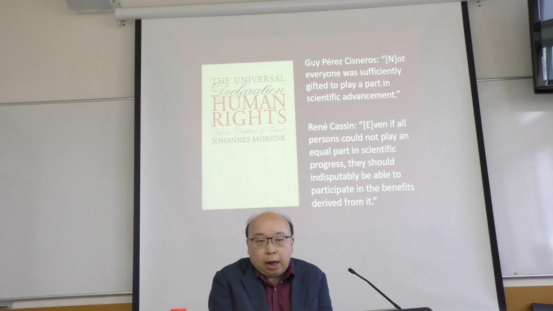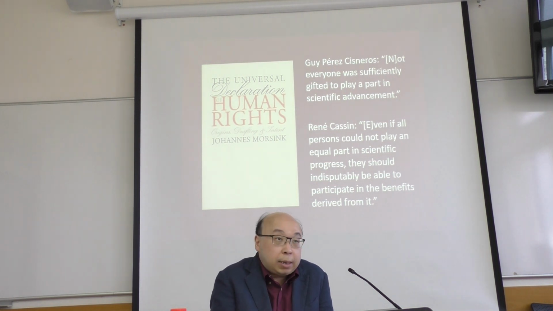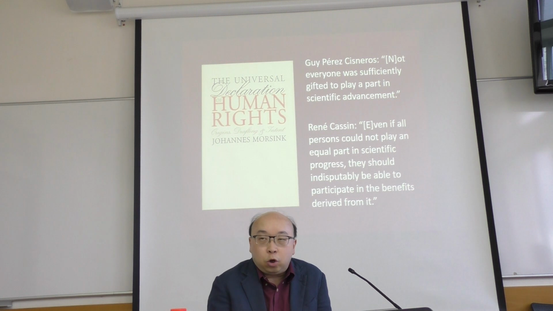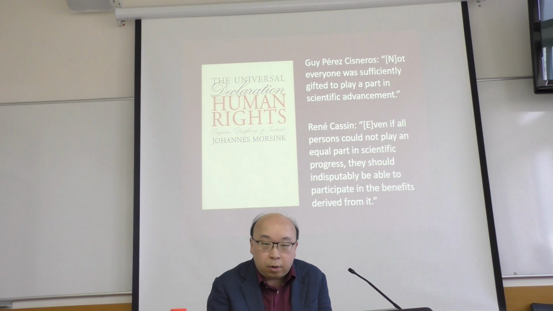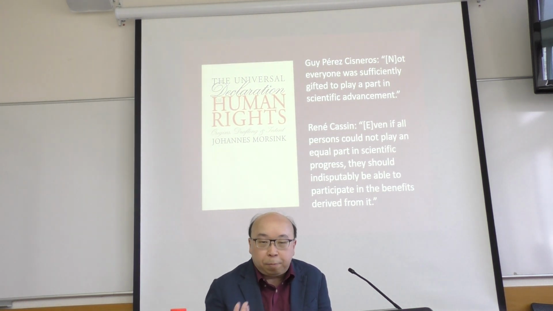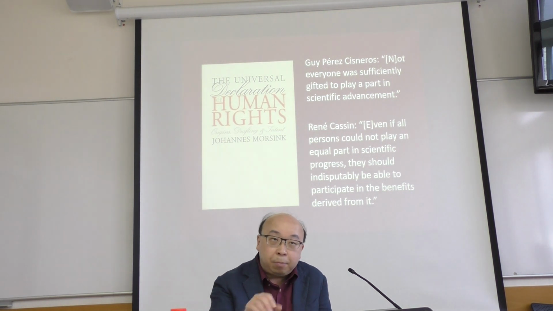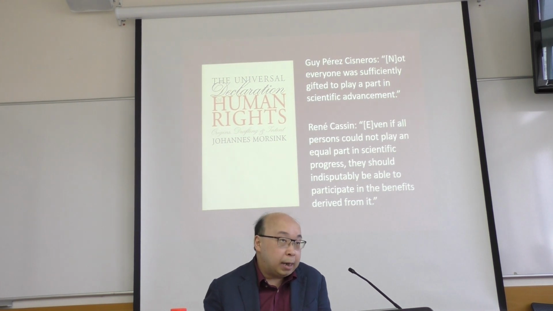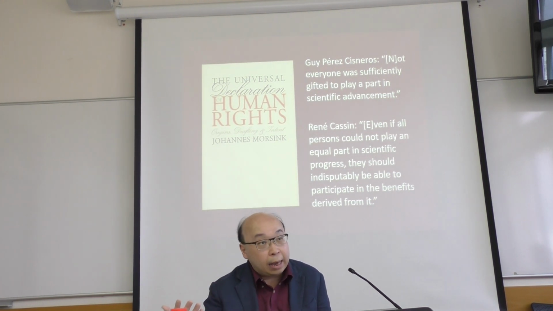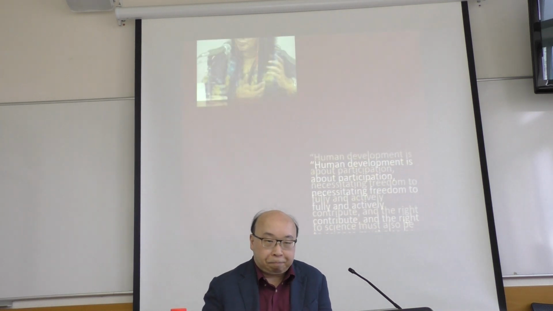If you go back to the origin of the international human rights instruments, you can see that there was a big debate as to whether everybody can actually do science. So at the very top you have the delegate from Cuba saying that not everyone was sufficiently gifted to play a part in scientific advancement. And then at the bottom you get Rene Cassin, who has been very active in drafting a lot of provisions within the Universal Declaration of Human Rights. He said that even if all persons could not play an equal part in scientific progress, they should be able to participate in the benefits derived from it. So you can see that the right to science is for everybody, and by extension we can also make an argument that the right to research should be for everybody.